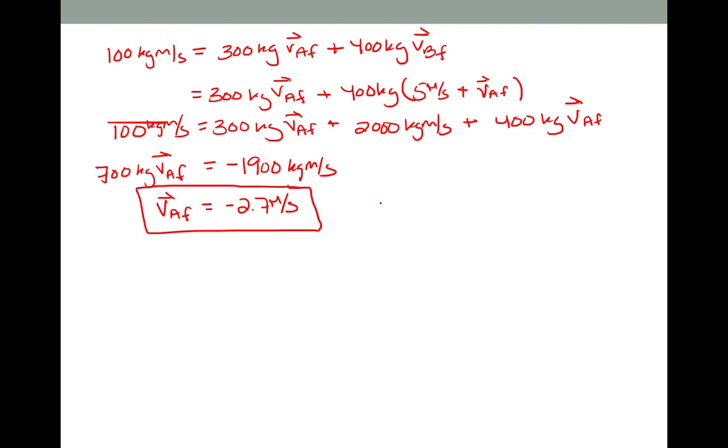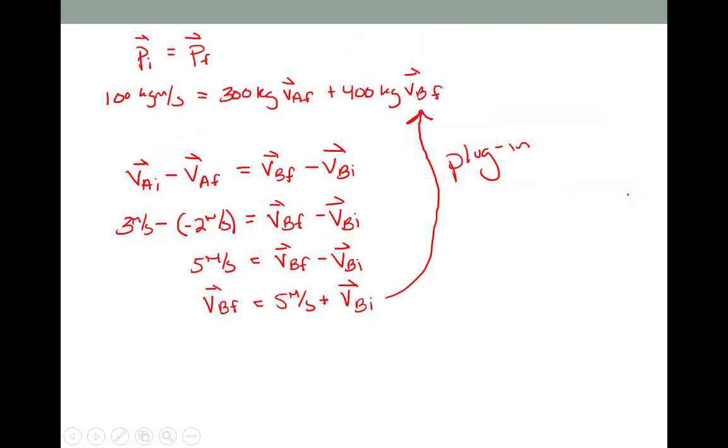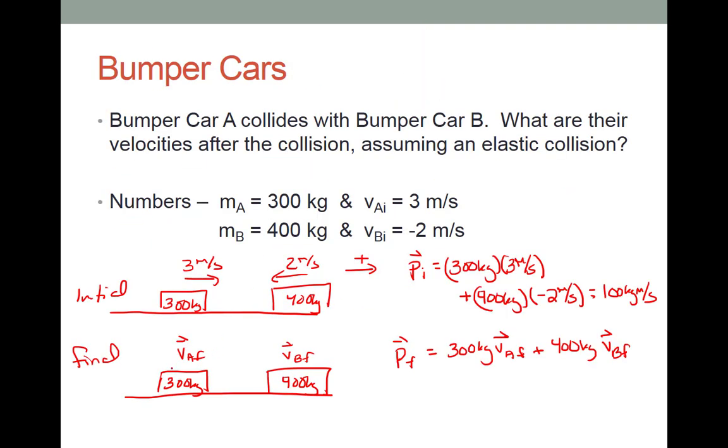I can then plug back into the fact that VB final equaled 5 meters per second plus VA final, which gives me 5. Oh, this was a plus. 5 minus 2.7 results in 2.3 meters per second. So now we can come back to here and say that VA final is this way at 2.7 meters per second, and VB final will be this way at 2.3 meters per second.